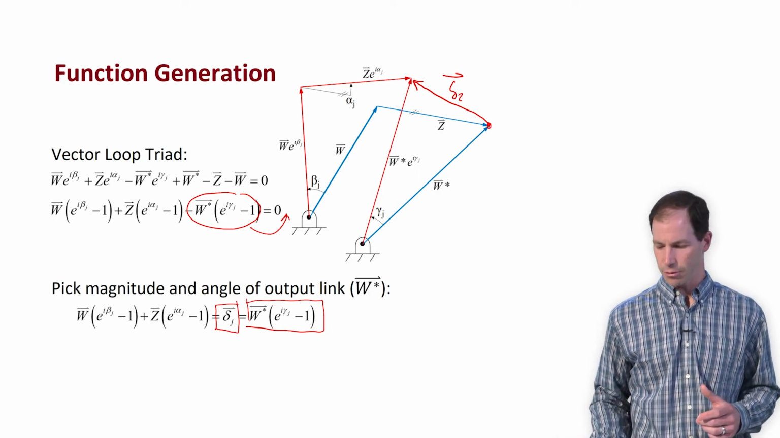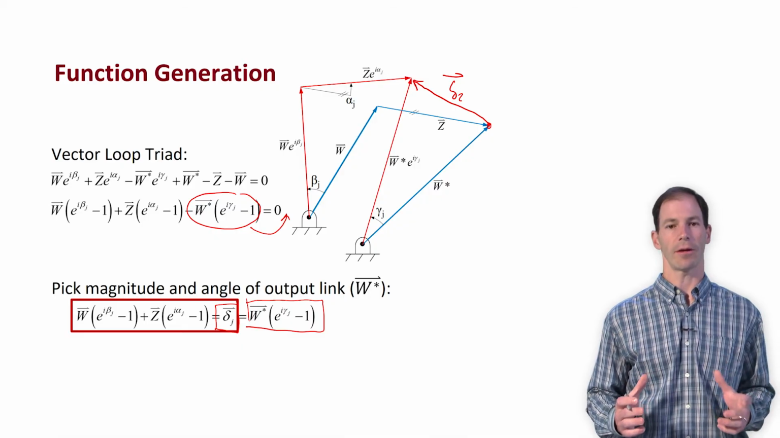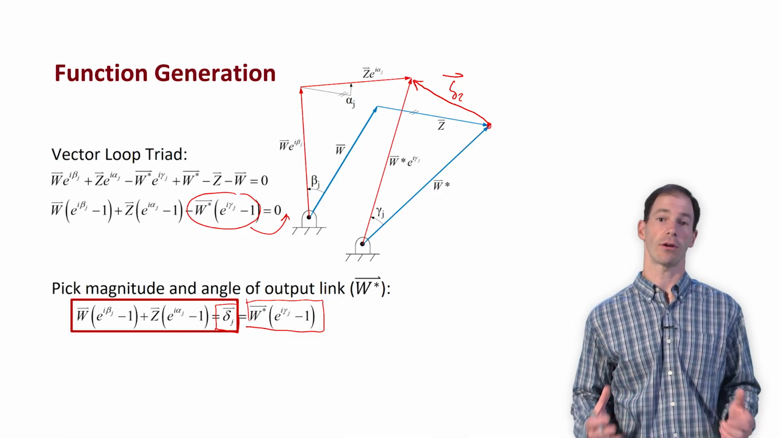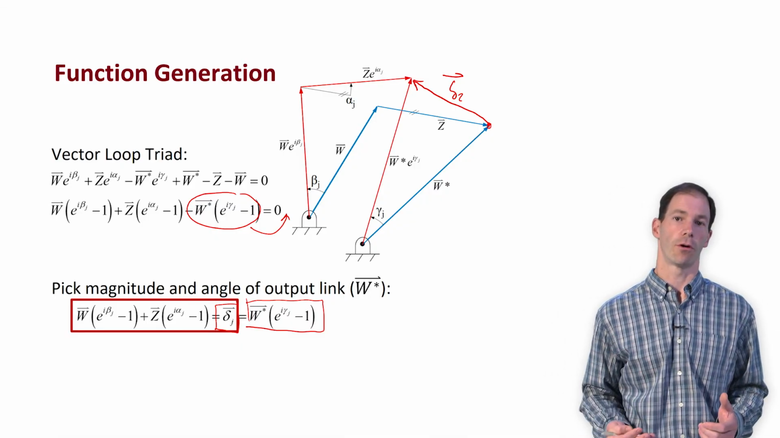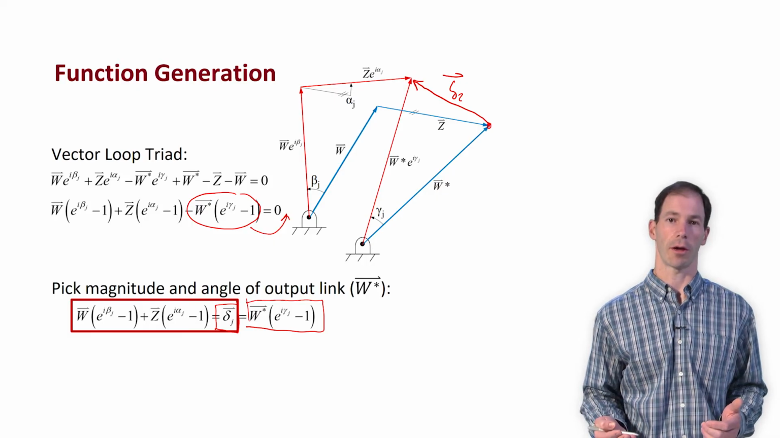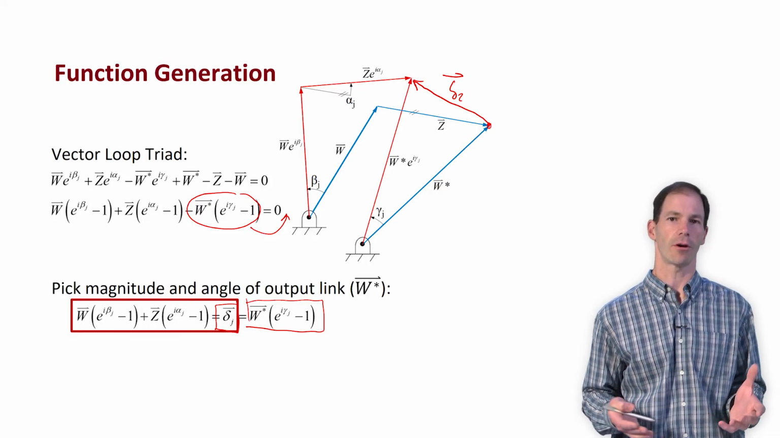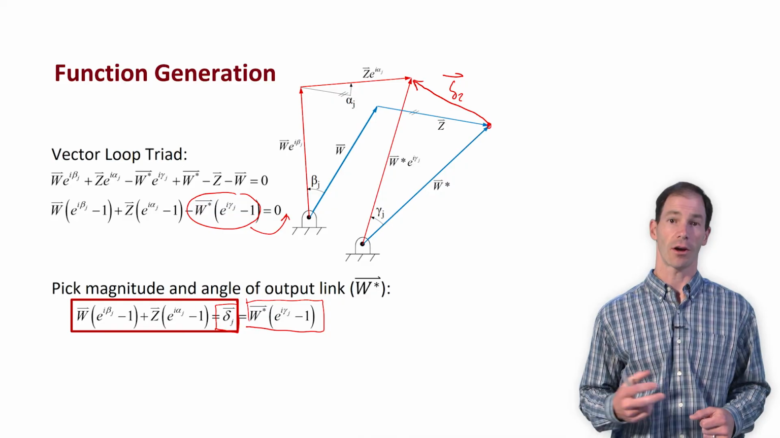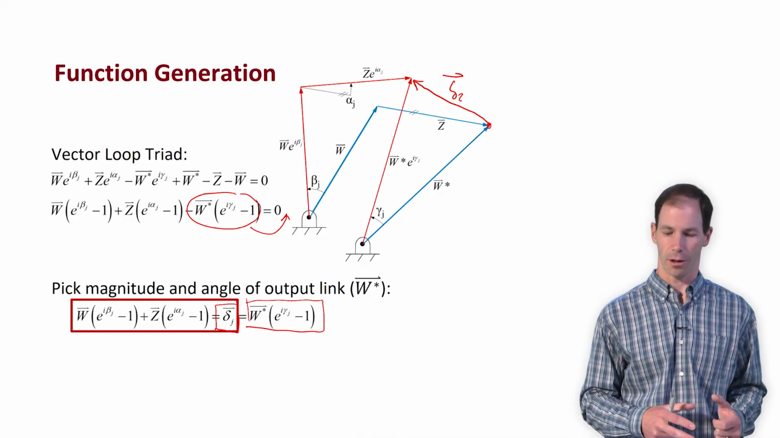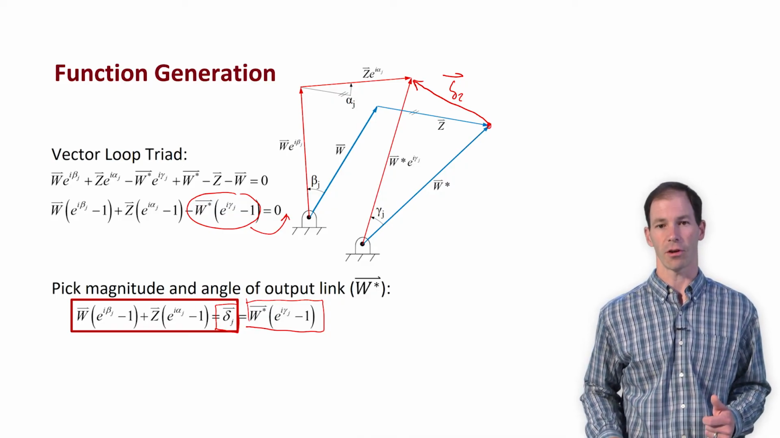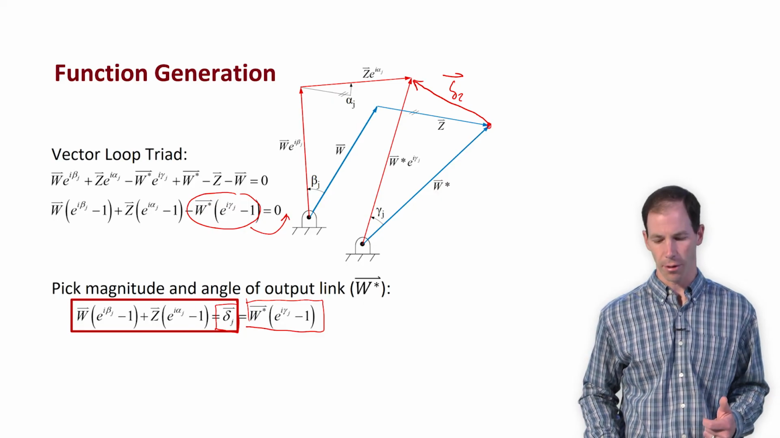Now, why do I want to do that? Well, you'll notice that that part now that I just boxed, that is the standard form equation that we've solved both for motion generation and path with prescribed timing. So if we can get it in that standard form, we can use the same code that we've generated for these other tasks for function generation as well. It makes my life quite a bit easier.